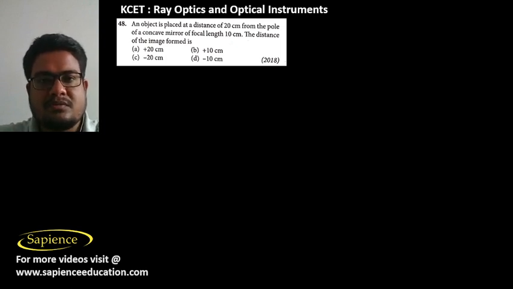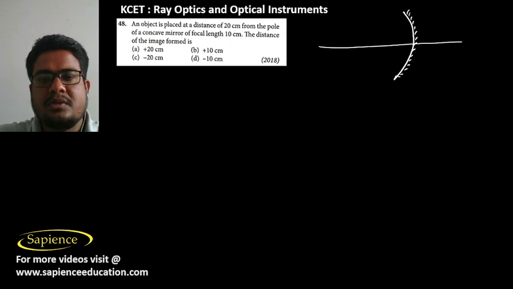In question number 48, it is told that an object is placed at a distance of 20 centimeters from the pole of a concave mirror. So here one concave mirror is there, and u is equal to minus 20 centimeters. This is the pole, this is the focus. The focal length is 10 centimeters, and we need to find the distance of the image formed. So the focal length f is minus 10.